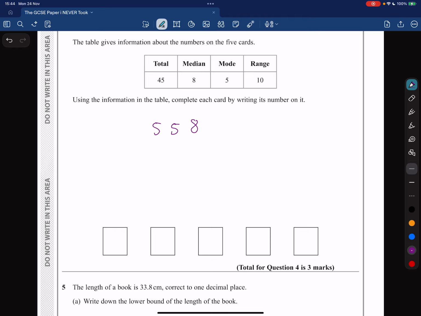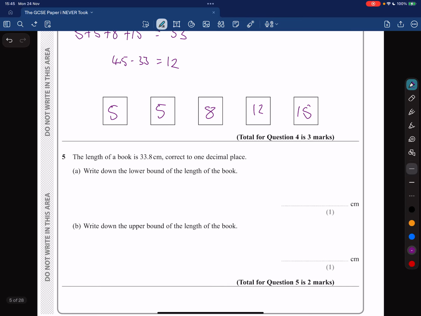Okay, the range is 10, so the lowest number is 5 plus 10 is 15. Now we go 5 plus 5 plus 8 plus 15 is equal to 33. I'm going to do 45 minus 33 is equal to 12. So then the cards are 5, 5, 8, 12, 15.